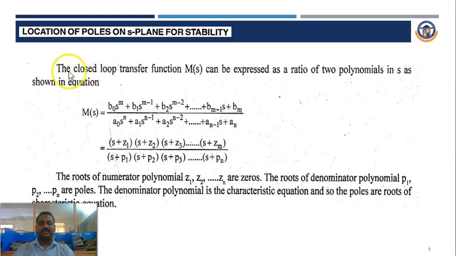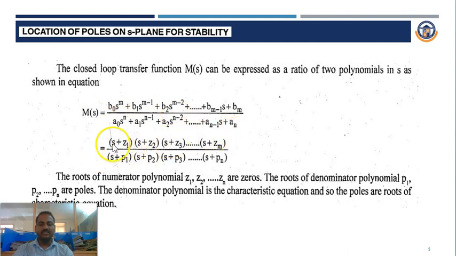Next, the closed loop transfer function M of s can be expressed as a ratio of two polynomials in the S domain as shown in the equation. M of s is equal to b0 s to the power m plus b1 s to the power m minus 1 up to b(m-1) s plus bm, divided by a0 s to the power n plus a1 s to the power n minus 1 up to an.